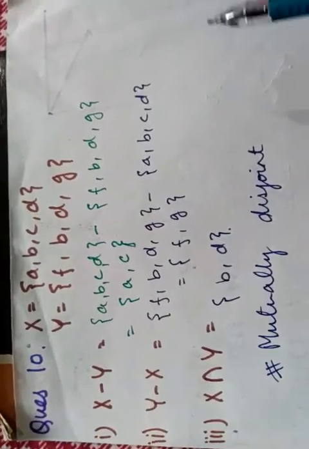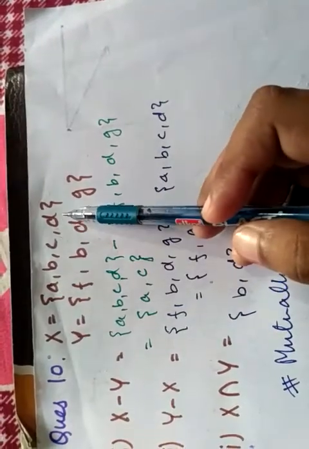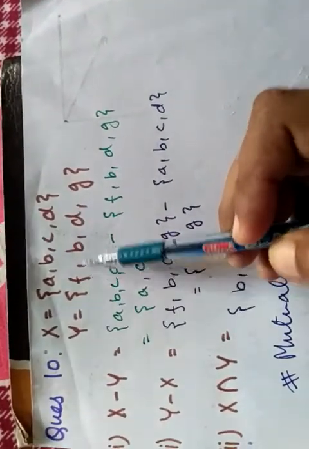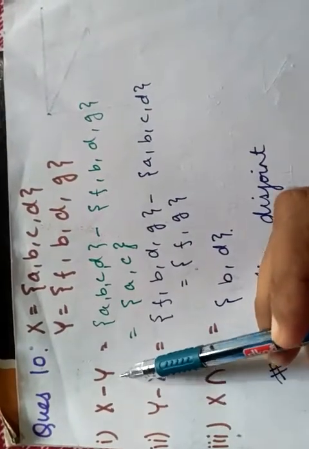Now, question number 10 from your book exercise. We have been given a set X with elements A, B, C and D, and a set Y with elements F, B, D and G. Now, the first part is X minus Y.